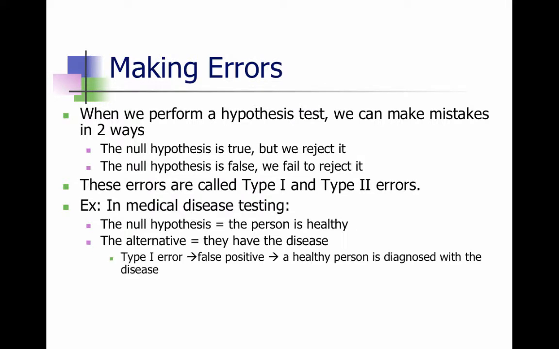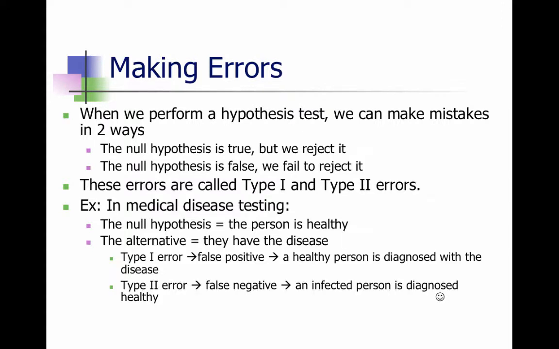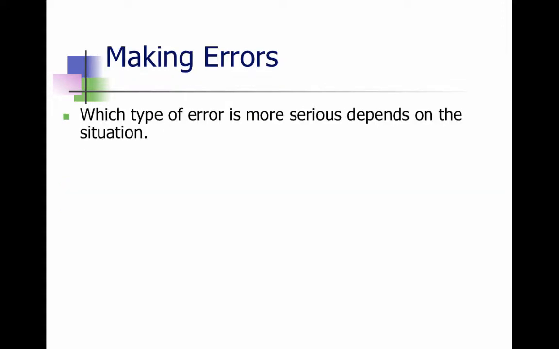A type 1 error in this case is a false positive. A healthy person is diagnosed with the disease, because a type 1 error is where the null hypothesis is true. So that means that the person is in fact healthy. But we made a mistake, so that means that they were diagnosed with the disease. A type 2 error is a false negative. So an infected person, so a person who is sick, is diagnosed to be healthy. Which type of error is more serious depends on the situation and on who you are in the situation.